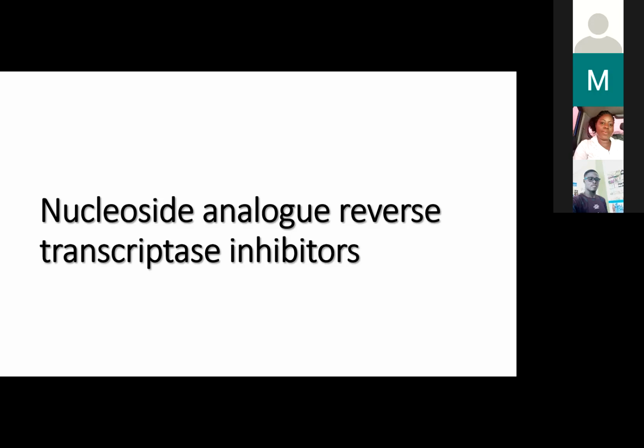Recently, we have integrase inhibitors, and then we also have fusion inhibitors. The fusion inhibitors are not included in this lecture. They are very new drugs which have recently been brought on board. The fusion inhibitors inhibit the entry of the virus into the cell.